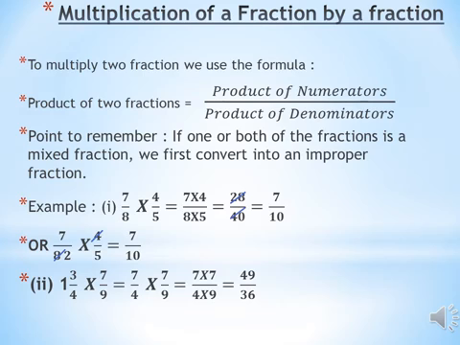Now we will learn multiplication of a fraction by a fraction. To multiply two fractions, we use the formula that the product of two fractions is equal to product of numerators upon product of denominators. Let us take an example. 7 by 8 into 4 by 5. Here we can directly multiply both the numerators, that is 7 4s are 28, and multiply both the denominators, that is 8 5s are 40. So the fraction is 28 by 40. On converting it into lowest form by cancelling by 4, we get the answer as 7 by 10.